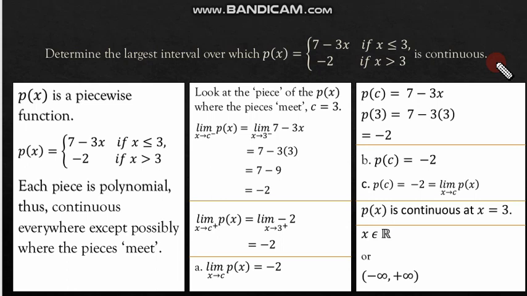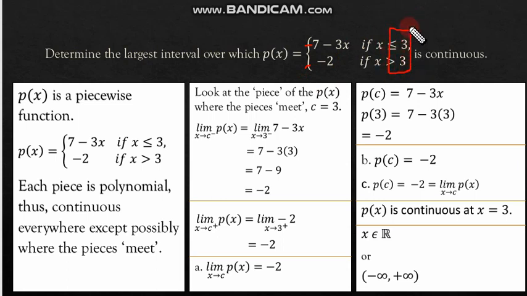Okay, so determine the largest interval over which our function is continuous. This is a piecewise function: 7 minus 3x if x is less than or equal to 3, and negative 2 if x is greater than 3. We know that these are polynomial functions. It means that our function is continuous everywhere except where our pieces meet.